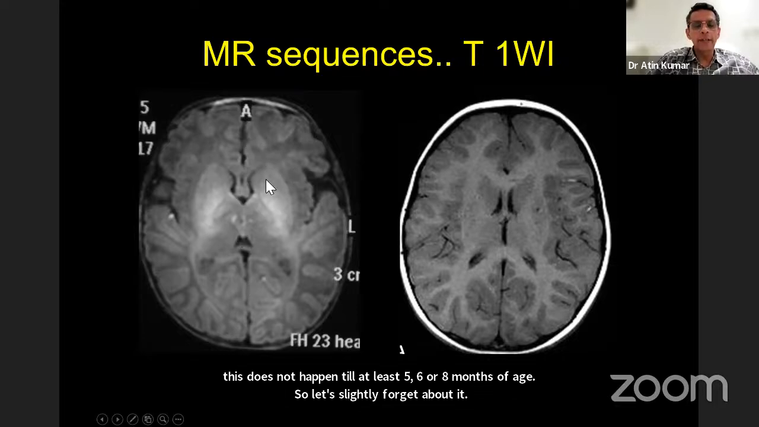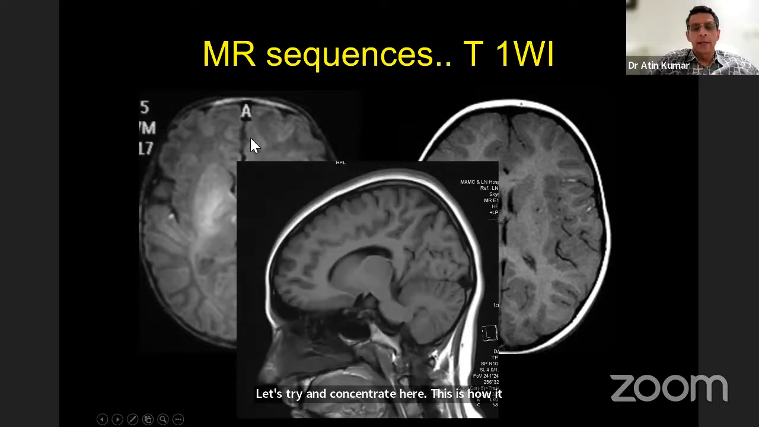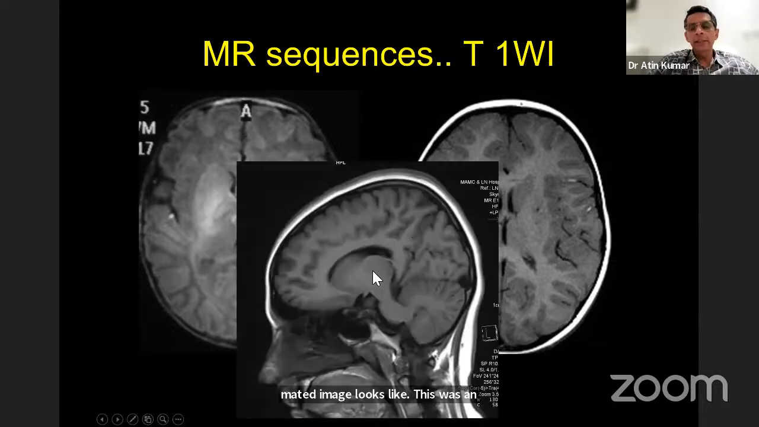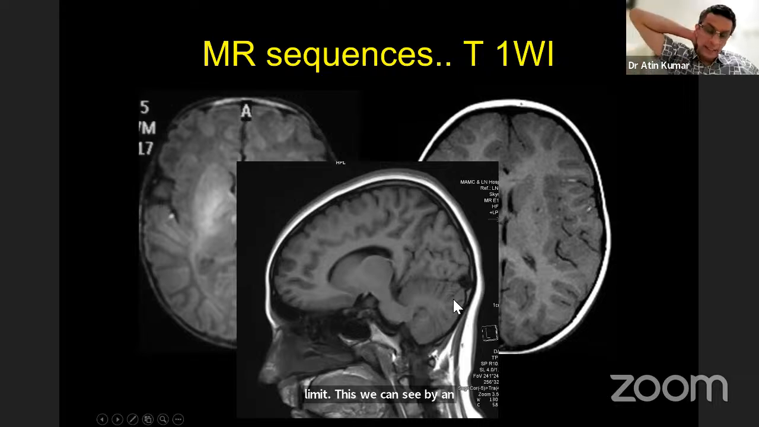This is how a T1 weighted image looks. This was an axial image. This is just by pure anatomy. And this is a sagittal image. This we can see by anatomy. You can see the brainstem in a sagittal section. You can see the cerebellum in a sagittal section.